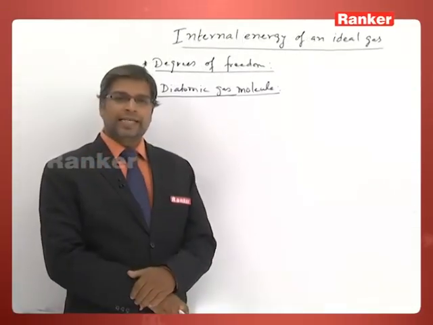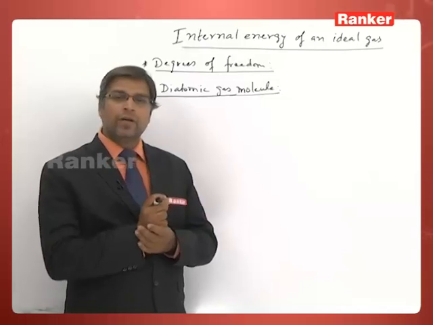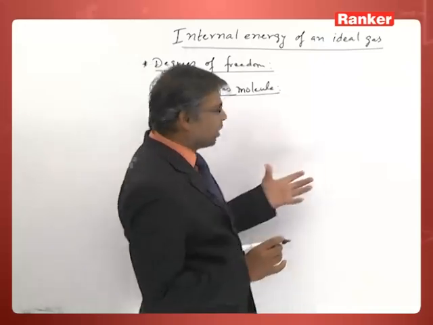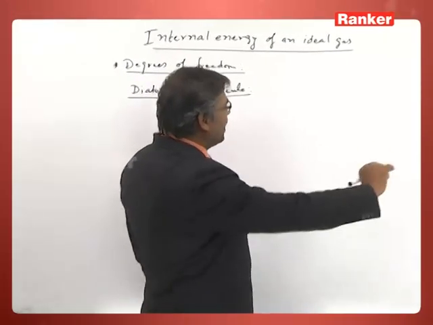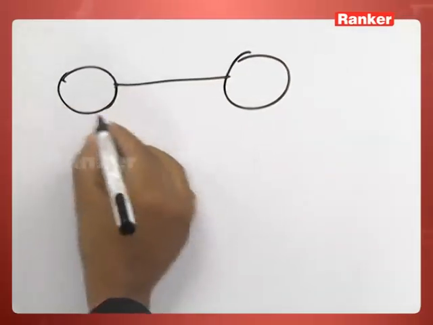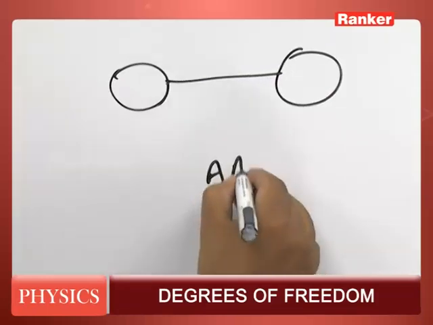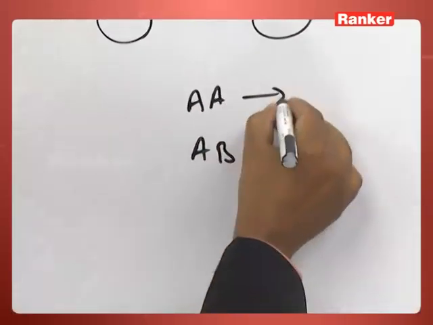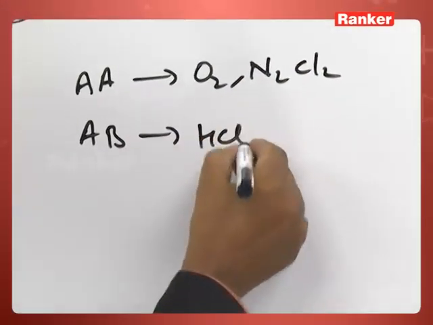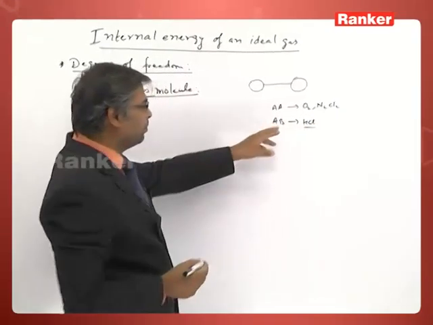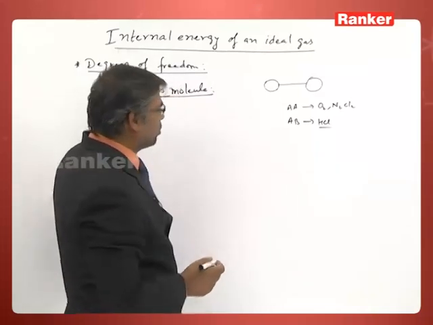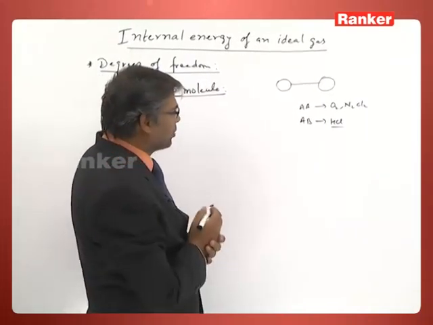Now, let us see the degrees of freedom of a diatomic gas molecule. So, suppose I have a diatomic gas molecule, and diatomic means it is something dumbbell type. This is AA type or AB type. AA type means oxygen, nitrogen, chlorine. This is HCl gas type, AB type. So, we have different small, big, identical types of diatomic gas molecules also.